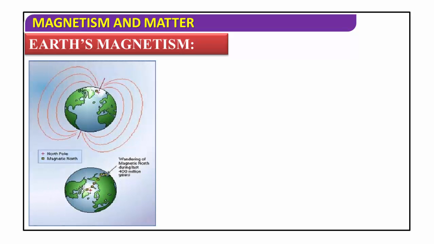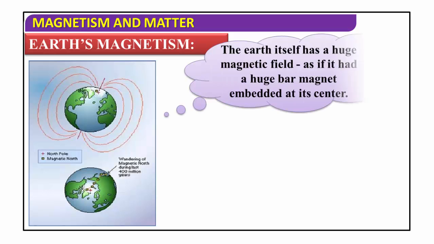The earth has two poles geographically. One is the north pole and another one is the south pole. Earth itself has a huge magnetic field, in the order of 10 to the power of minus 5 Tesla, as if a huge bar magnet were embedded at its center.